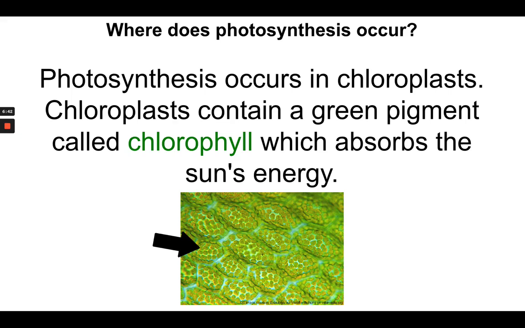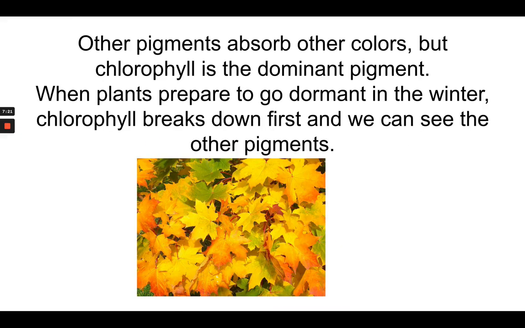So where does this magical process of photosynthesis occur? Well, photosynthesis occurs in chloroplasts. And chloroplasts contain a green pigment called chlorophyll, which absorbs the sun's energy. The chloroplasts appear green because they absorb light and waves of light in all colors except green. Green is reflected, and therefore our eyes perceive the leaves and the plants as being green in color. Chlorophyll is the dominant pigment in most plants, and it performs a majority of the light capture for photosynthesis. However, there are other pigments that absorb other wavelengths of light.